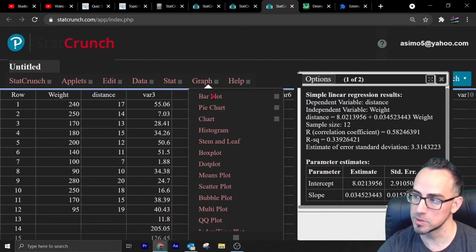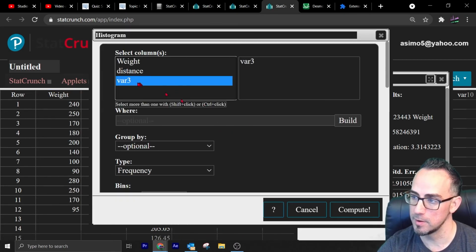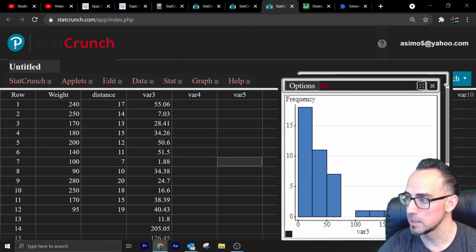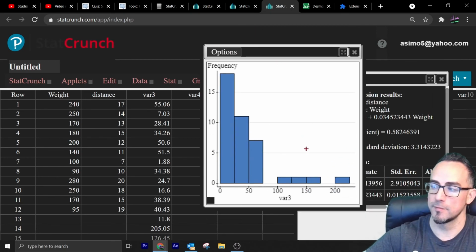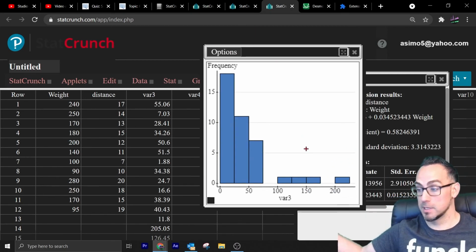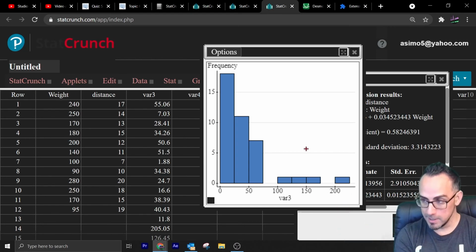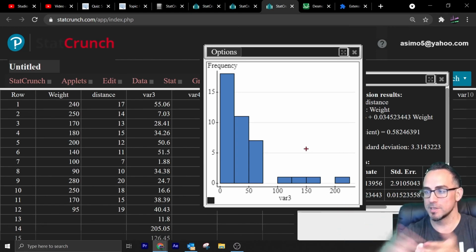Now what I'm going to do, something real quick, I'm just going to make a histogram of variable 3, what I just pasted. Look at it. It looks skewed right. It definitely doesn't look symmetric. And that's it. Now I know to use the median and the interquartile range. That's all you do.